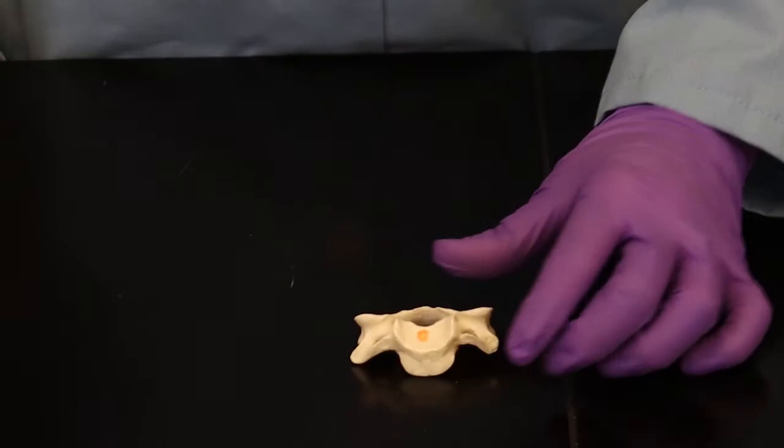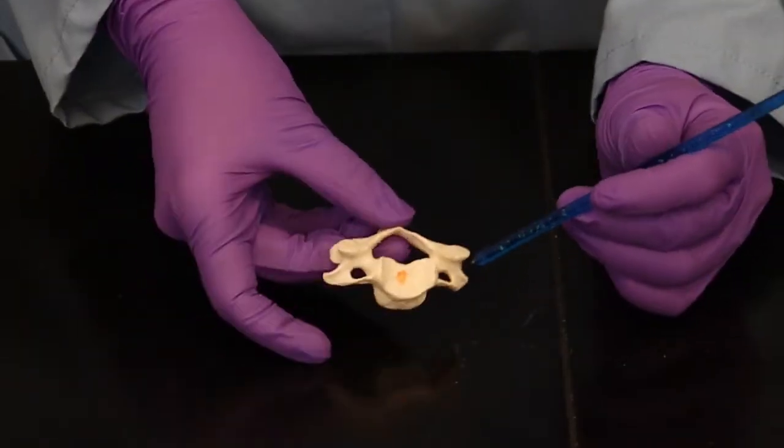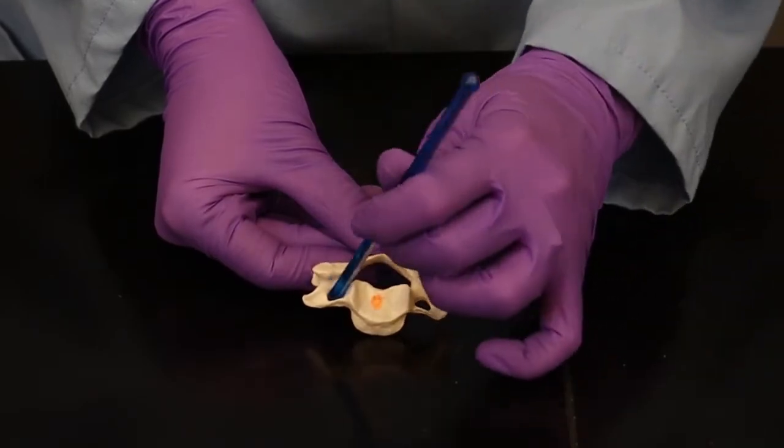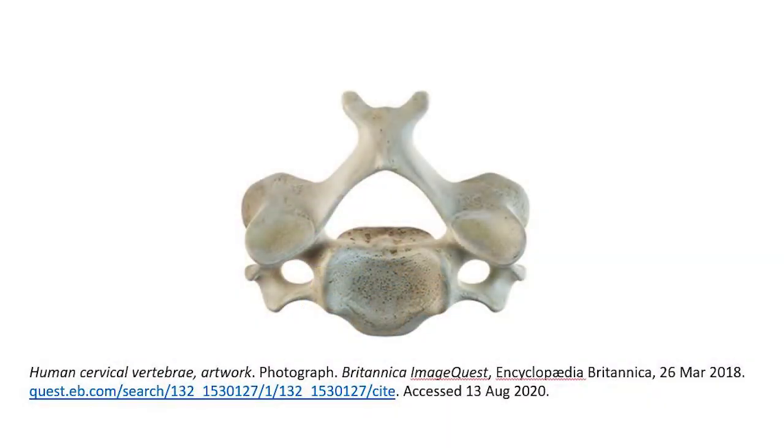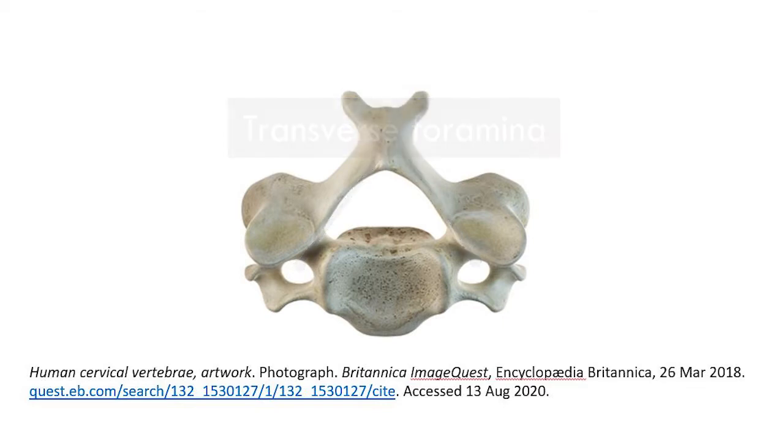The cervical vertebra, the big giveaway here are these holes on either side, these holes in the transverse processes. These are called transverse foramina, singular transverse foramen, and this is where the vertebral arteries are going to go up, heading towards your head. And so that's the big giveaway that this is a cervical vertebra, but there's a couple of other clues that you can also look at.